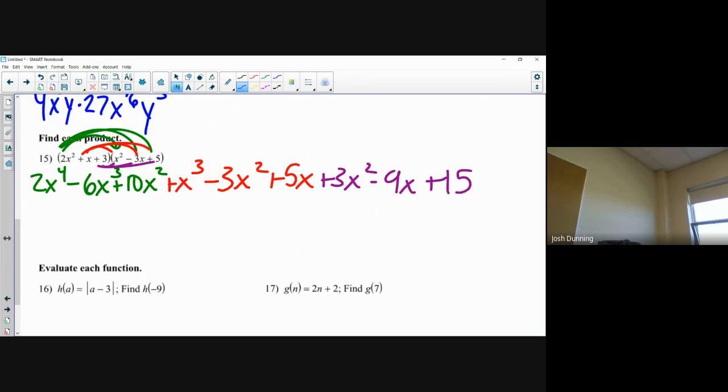Now we got to combine our like terms, and there are a lot of them here. I'll just bring down the 2x to the 4th. There's no other x to the 4th. Negative 6x cubed plus 1x cubed, negative 5x cubed.